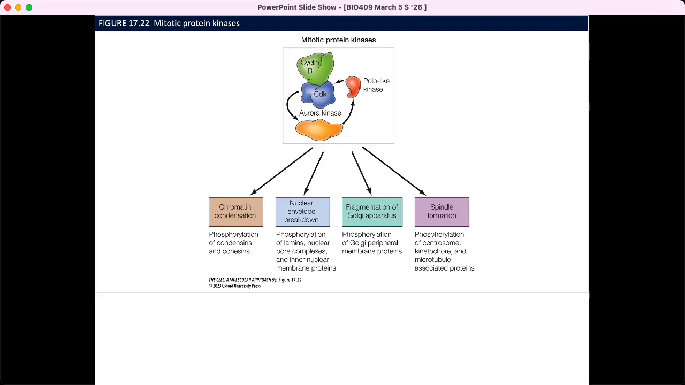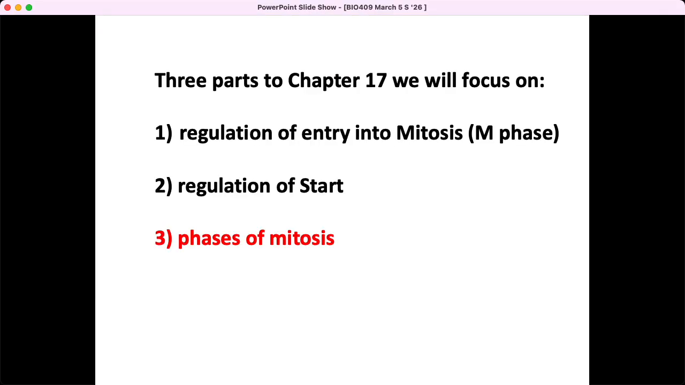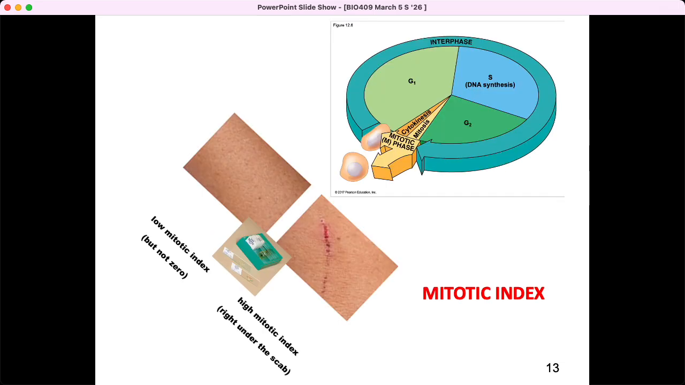And so we're especially interested in the molecular mechanisms like we focused on. Now we're talking about... no, we're not talking about that. That was phases of mitosis.